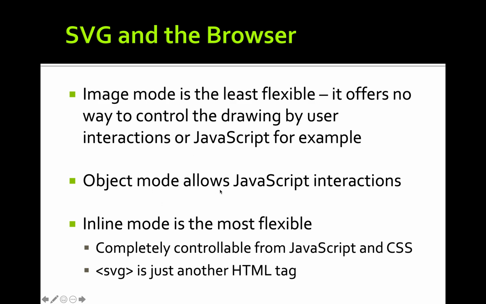So the object mode allows the JavaScript interactions. The object mode, it is an object. So all the objects which we have drawn, a circle, then a rectangle, then a line, then an ellipse, we can interact with those.